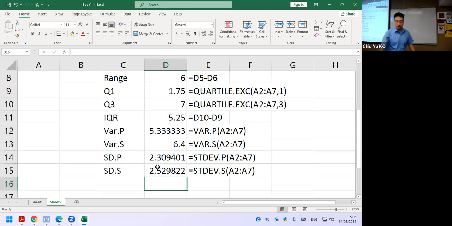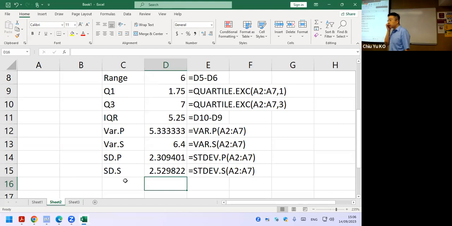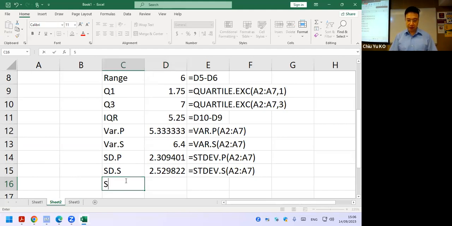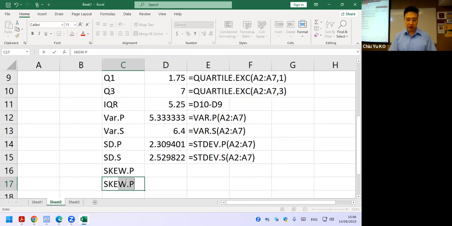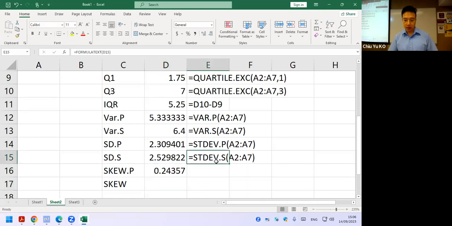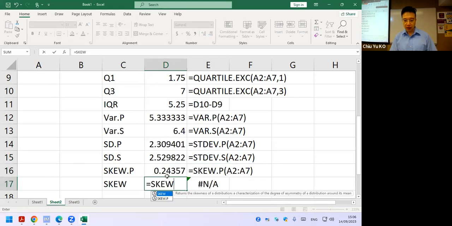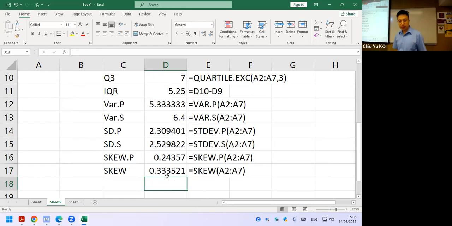Sorry, I forgot the kurtosis and skewness. For skewness, we have SKEW.P and the normal skewness. Same thing, SKEW.P, A2 up to A7. So this data is possibly skewed. And if you do the sample version, it's the same. Actually this is more skewed, pretty skewed.